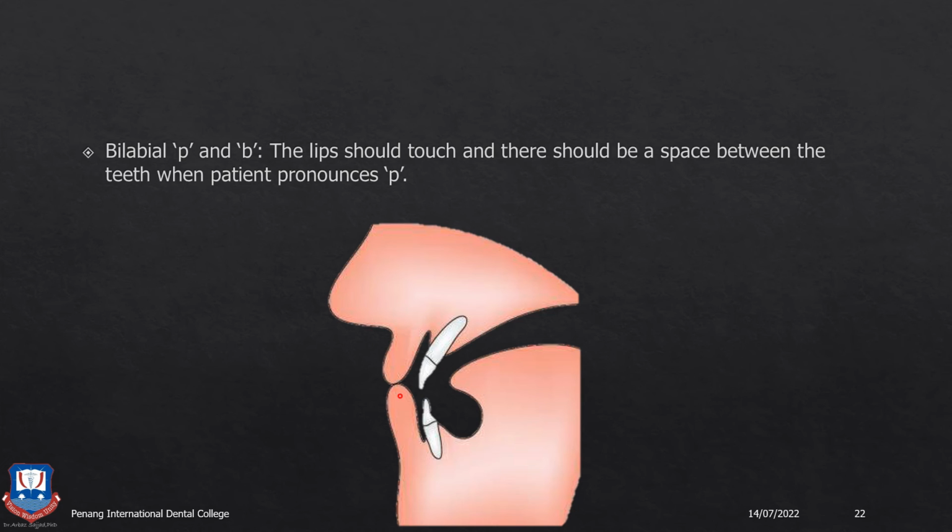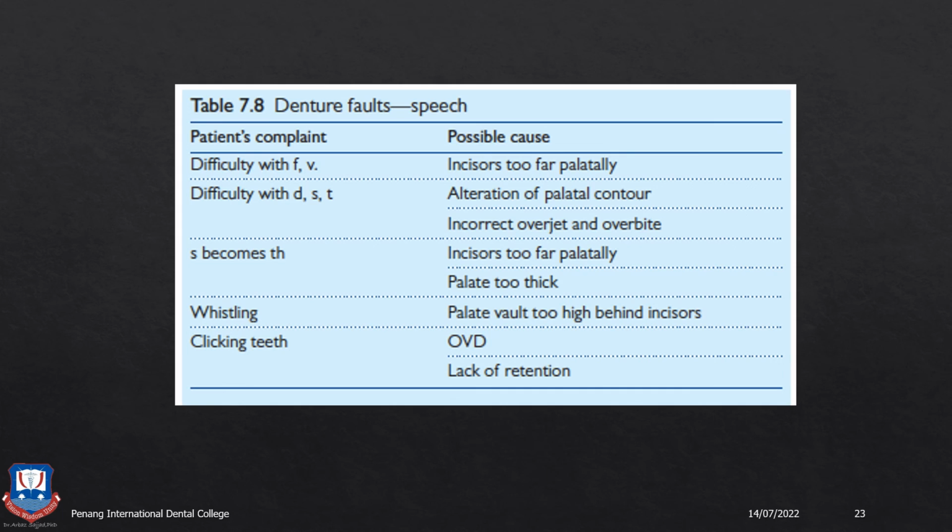And then bilabial sounds such as P for Papa, B for Bombay. If the patient is unable to make these sounds, this means that the maxillary and the mandibular anterior teeth are set too far labially, or the vertical dimension is increased. In that case, if the vertical dimension is increased, you will need to reduce it by taking new maxillomandibular records, or if the upper and lower anterior teeth are set too far labially, then you will need to intrude them. So the patient should be able to pronounce the bilabial sounds such as Papa, Bombay, all these things. So these are very important.